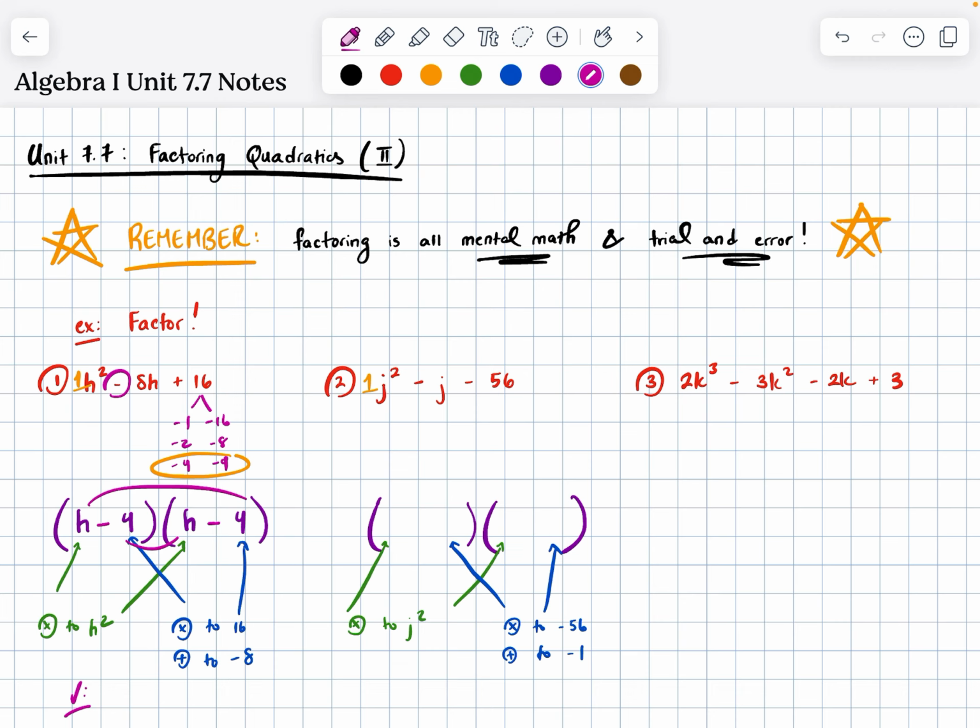Well, h times negative 4 gets me negative 4h. Negative 4 times h gets me another negative 4h. Put them together, there's the negative 8h that we need.